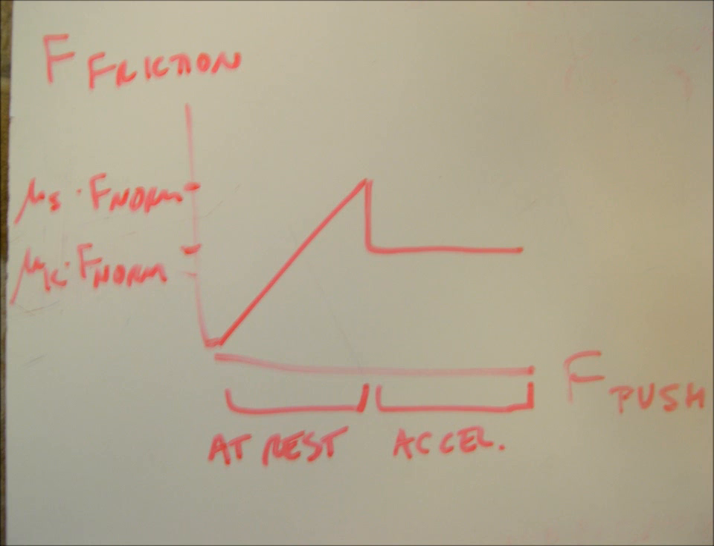So this gives us a notion of really two frictions that we play with in calculations. One of them is the kinetic friction, and that's given by this horizontal line on the right-hand part of the graph, and that has a value equal to mu sub k times the normal force. Then there's also this maximum possible friction before the object starts to accelerate, and we call that static friction. That is equal to another constant, mu sub s, s for static, times the normal force.